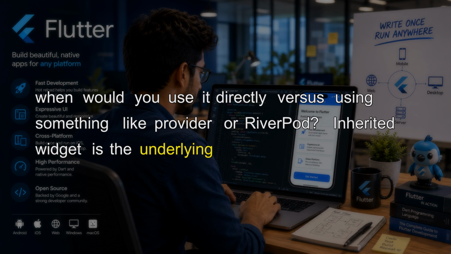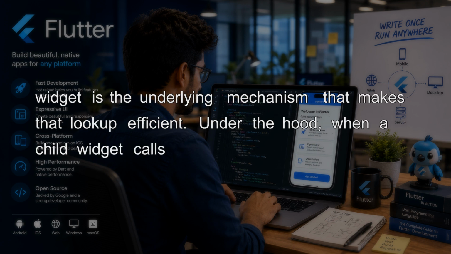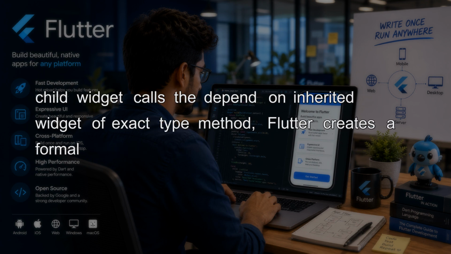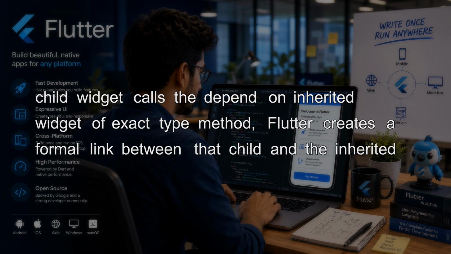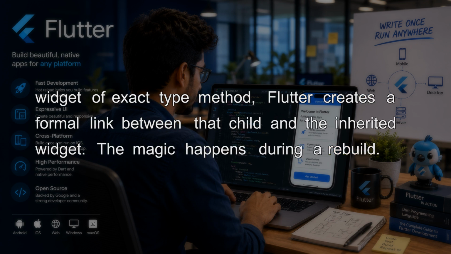InheritedWidget is the underlying mechanism that makes that lookup efficient. Under the hood, when a child widget calls the dependOnInheritedWidgetOfExactType method, Flutter creates a formal link between that child and the inherited widget. The magic happens during a rebuild.